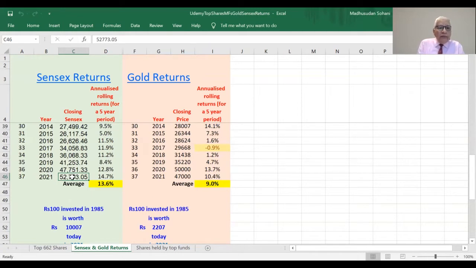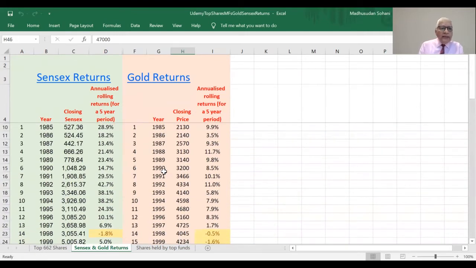In the year 2021, that is now, 52,773 is the value of the index as on 28th June. And gold has been in the same range, say 47,000. It was 50,000 earlier, now it is 47,000. So they are kind of comparable. Now if you analyze performance from 1985 onwards till 2021, that's a period of 36 years. What we have done is taken the closing Sensex in the month of December, and that has been plotted.